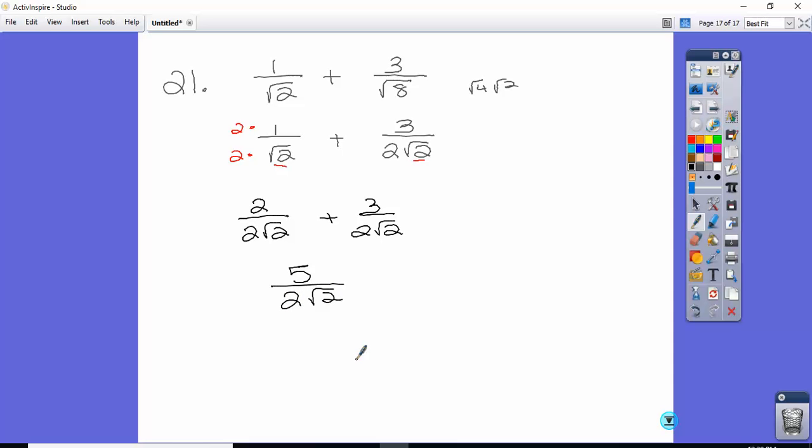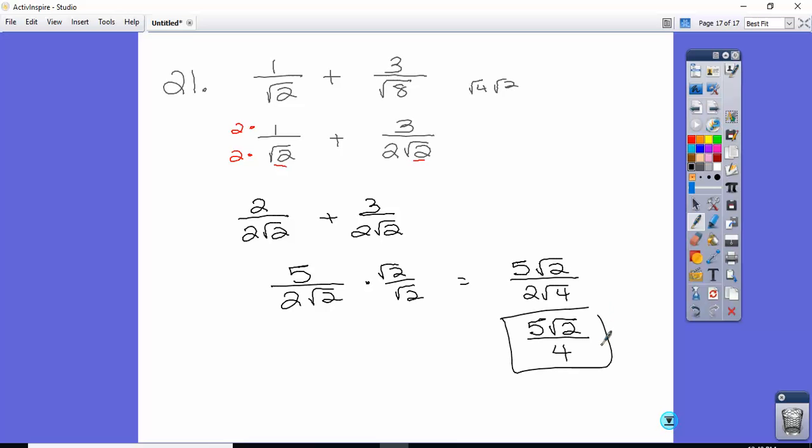Is that my final answer? No. Why? Get rid of that square root. So to do that, we just multiply top and bottom by radical 2. So we get 5 radical 2 over 2 radical 4. Square root of 4 is 2, so 2 times 2 is 4. So 5 radical 2 over 4.